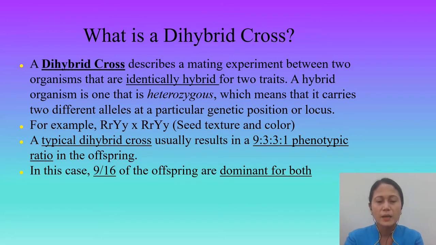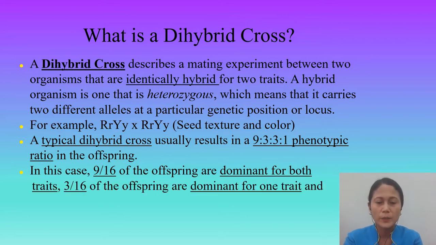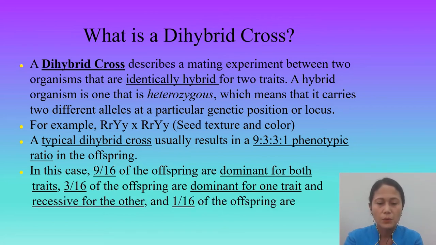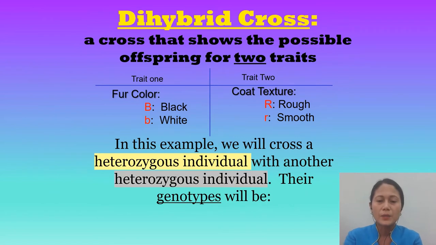In this case, we will have 9 out of 16 offspring, which are dominant for both traits. And then 3 out of 16 of the offspring are dominant for one trait and recessive for the other. And then 1 over 16 of the offspring are recessive for both traits. So a dihybrid cross, again, I just would like to emphasize that this is a cross that shows the possible offspring for two traits. So for example, we will cross a heterozygous individual with another heterozygous individual.